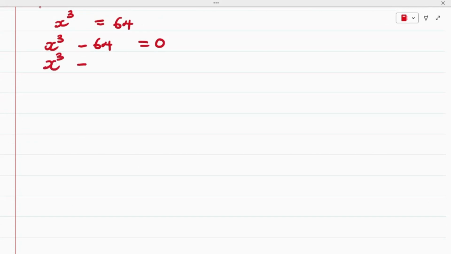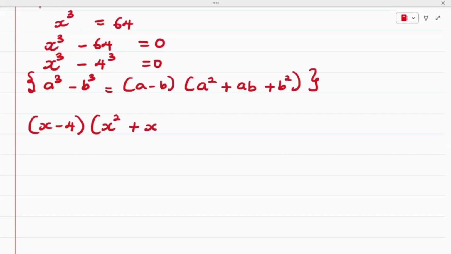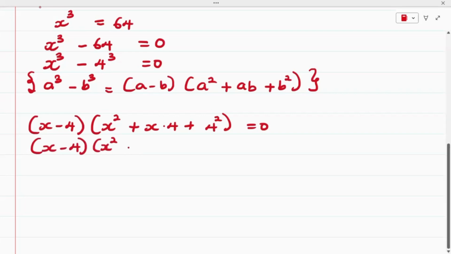So we have x raised to the power of 3 minus, now 64 can be expressed as 4 raised to the power of 3, and this is equal to 0. Applying the identity that says a raised to the power of 3 minus b raised to the power of 3 equals a minus b multiplied by a squared plus ab plus b squared, we have x minus 4 multiplied by x squared plus x multiplied by 4 plus 4 squared, equals 0. So x minus 4 multiplied by x squared plus 4x plus 16 equals 0.